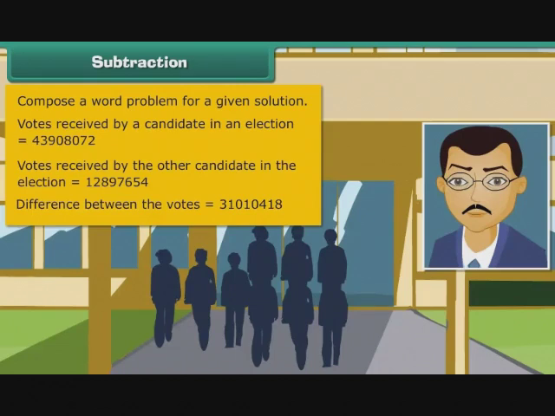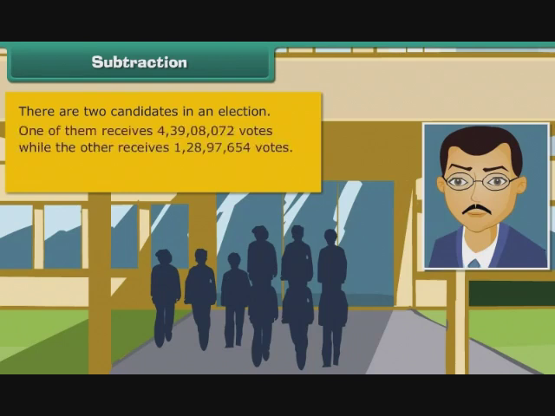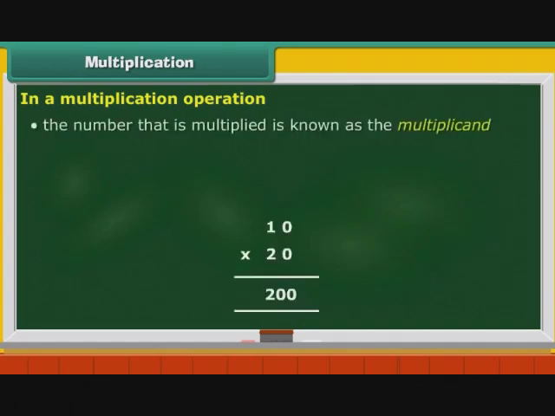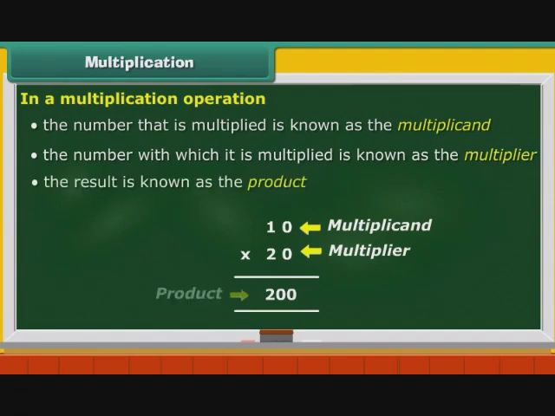Therefore, the word problem is: there are two candidates in an election. One of them receives 43908072 votes, while the other receives 12897654 votes. Find the difference in their votes. Multiplication. In a multiplication operation, the number that is multiplied is known as the multiplicand. The number with which it is multiplied is known as the multiplier, and the result is known as the product.